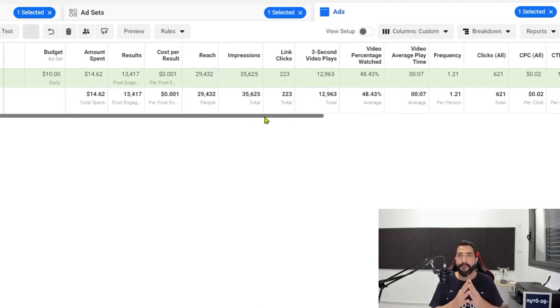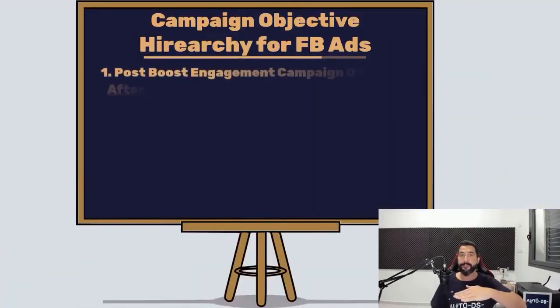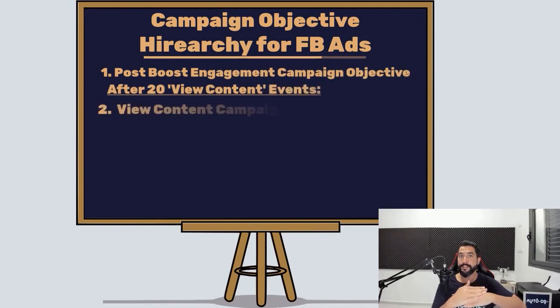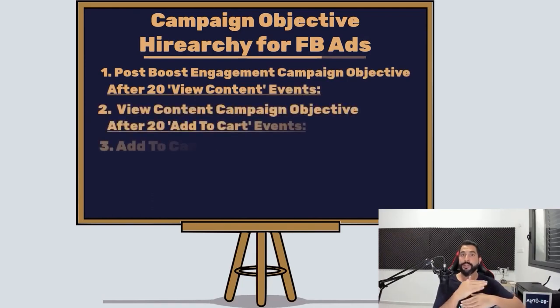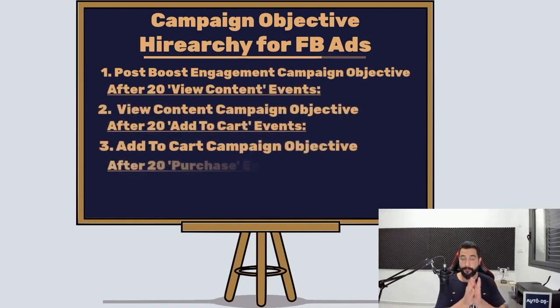Now, I know you're looking for purchases. You're not just looking for someone to view your content, but what you're doing here is you're feeding the Facebook pixel with the right amount of data. Once you start with the post boost engagement, then you move on to view content. Once you do that, you will start getting a lot of results for view contents.